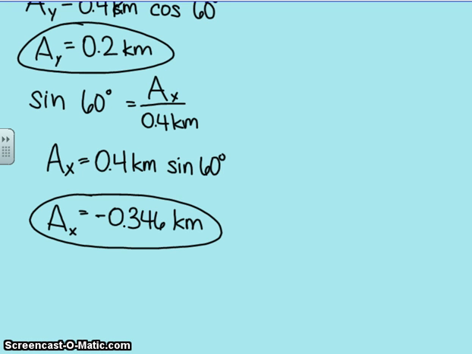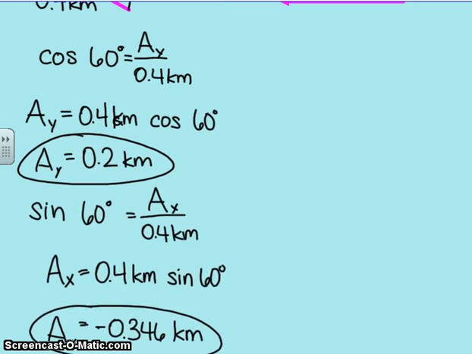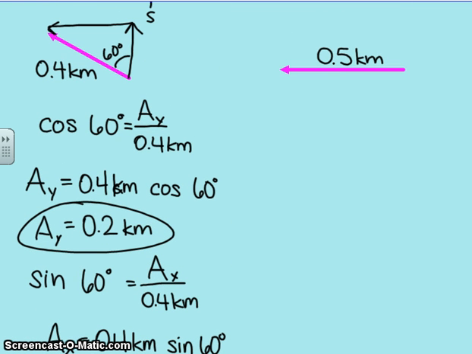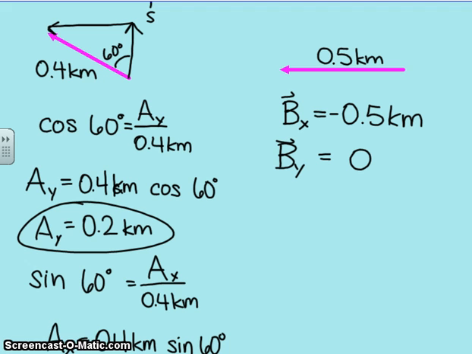So now I'll look at B. B is pointed to the left. That tells me that the x component of B is going to be that 0.5 kilometers, and the y component of B is 0. However, I notice that this vector is pointed left, and so this x component is really negative 0.5 kilometers. I have finished step 1 of adding vectors, so I'm ready to move on to step 2.